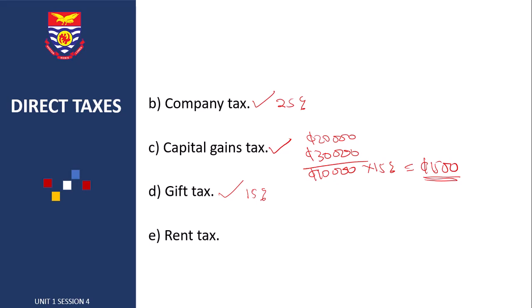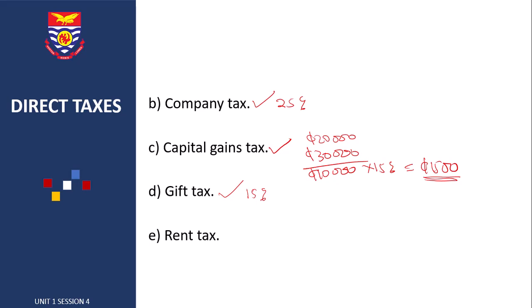Then we have the rent tax. First of all, let us look at rent income. Rent income is one which accrues to someone as a result of letting or leasing a property to another person. So the tax paid on the rent income is what we refer to as the rent tax. And according to Ghana laws, it must be paid within 30 days after the rent income is received.